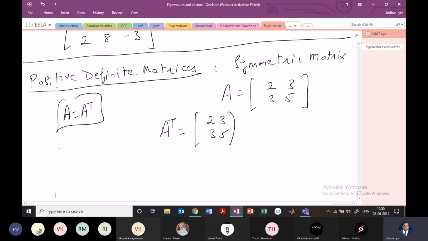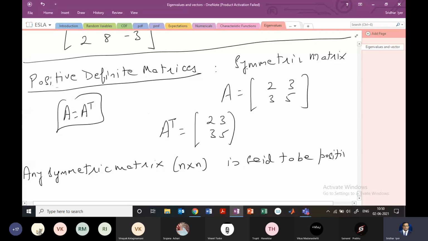So the theory is, any symmetric matrix, and let's call it n cross n, is said to be positive definite if some z transpose Mz is greater than 0. Okay, this is the important point. I'll explain what this is.